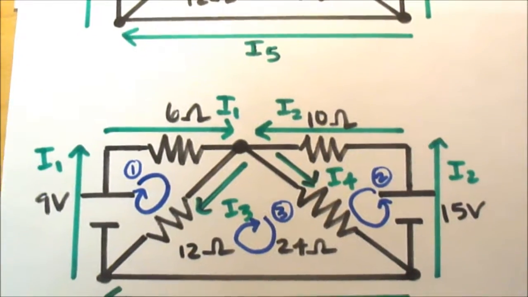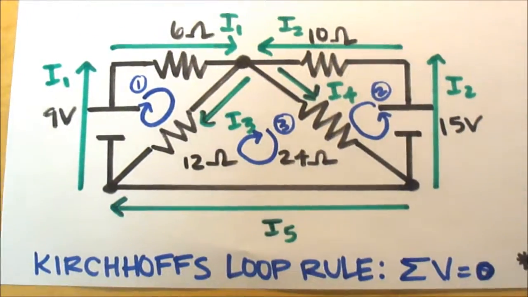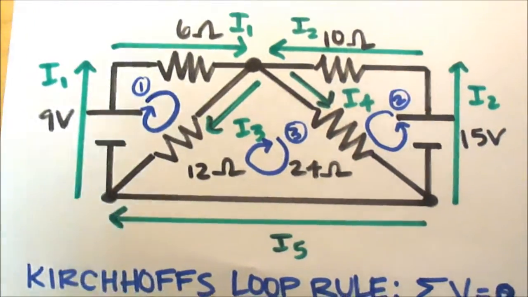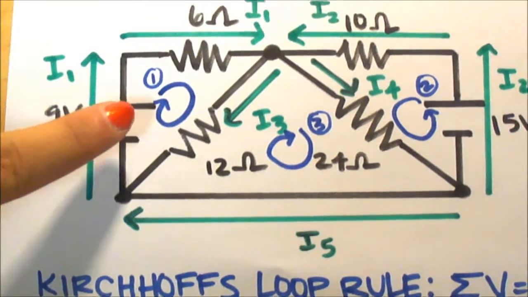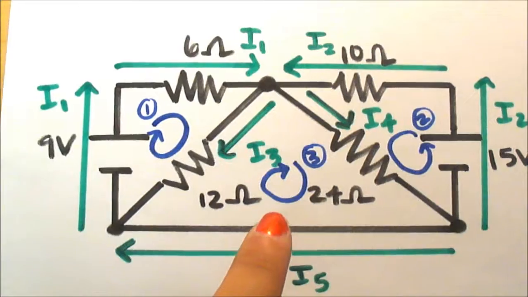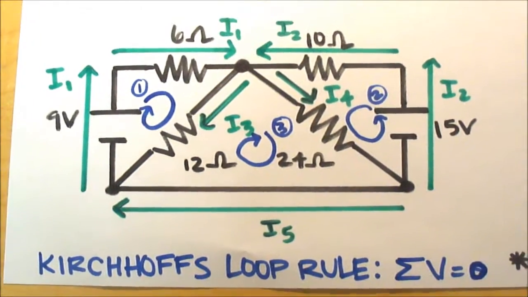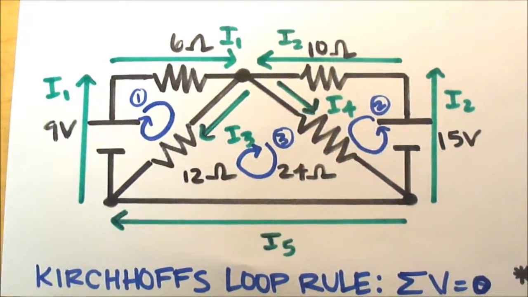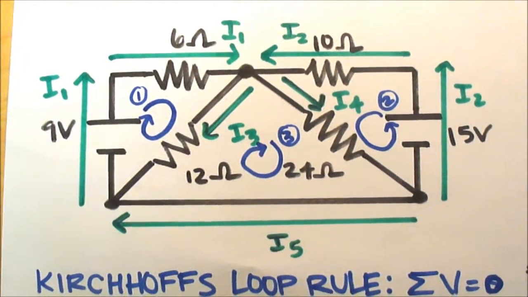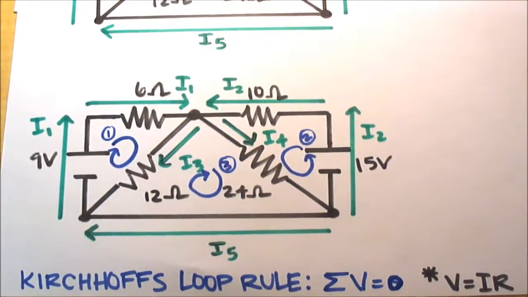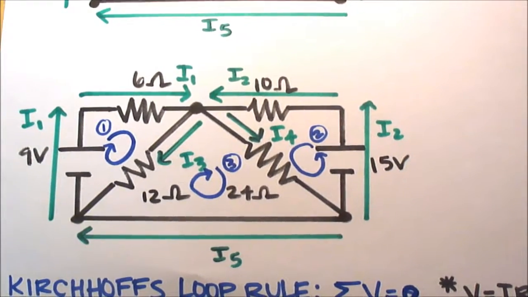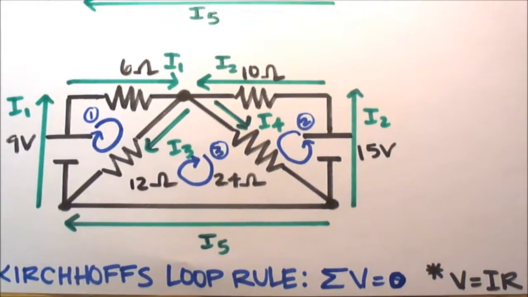Next, what we're going to do is we're going to use Kirchhoff's loop rule, and we're going to draw in loops. And as you can see here, I drew in loop 1 here, loop 2 over here, and loop 3 over here. And basically what Kirchhoff's loop rule means is that the voltage all the way around a loop is going to be equal to 0.